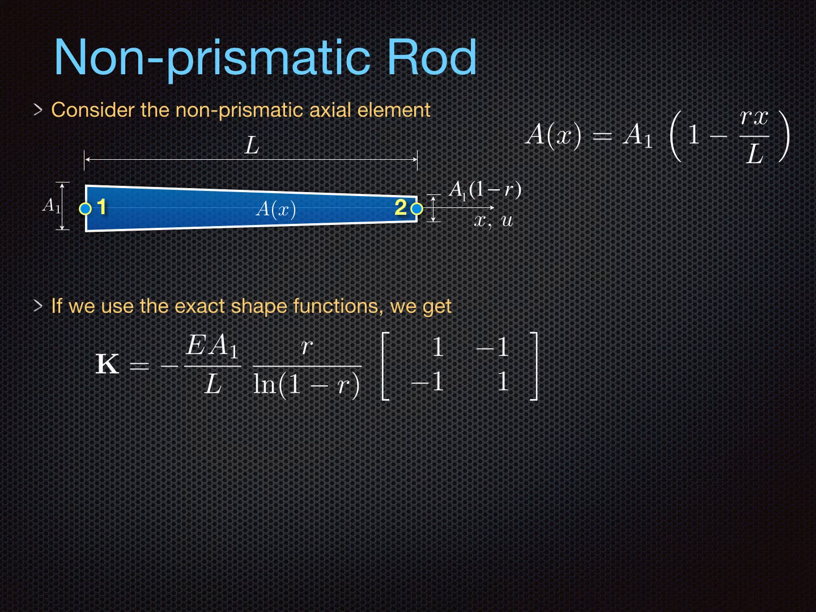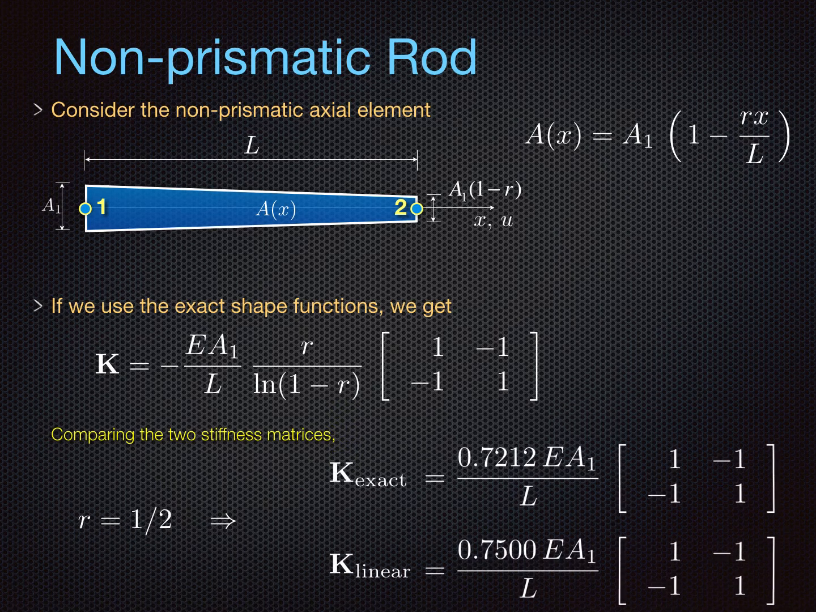If we use these exact shape functions in the principle of virtual displacements, this is the stiffness matrix we would have obtained. Now we can compare that to the one that we had constructed using linear shape functions. Let's just pick a generic value of r equals a half, a legitimate value that renders this indeed a non-prismatic element. The exact one that we have obtained using the exact shape functions will look like this, 0.72 EA1 over L times this matrix. And the one that we have obtained with the linear, albeit approximate shape functions, would be 0.75 EA1 over L.